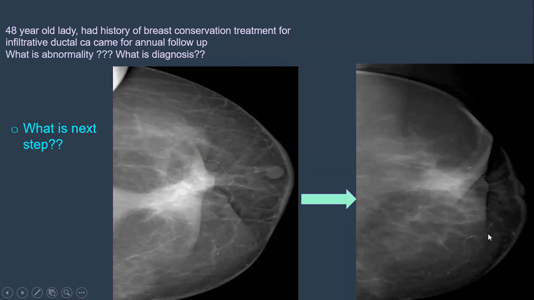So how are you going to manage your patient? You have to follow up the patient.